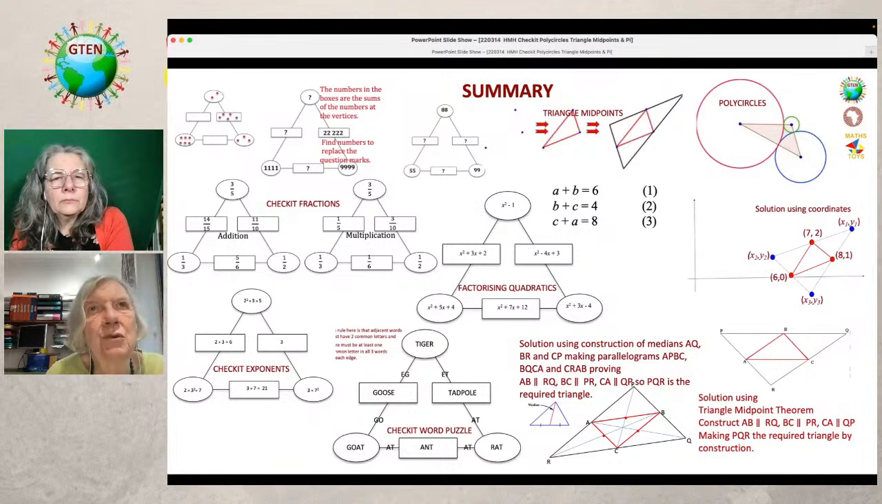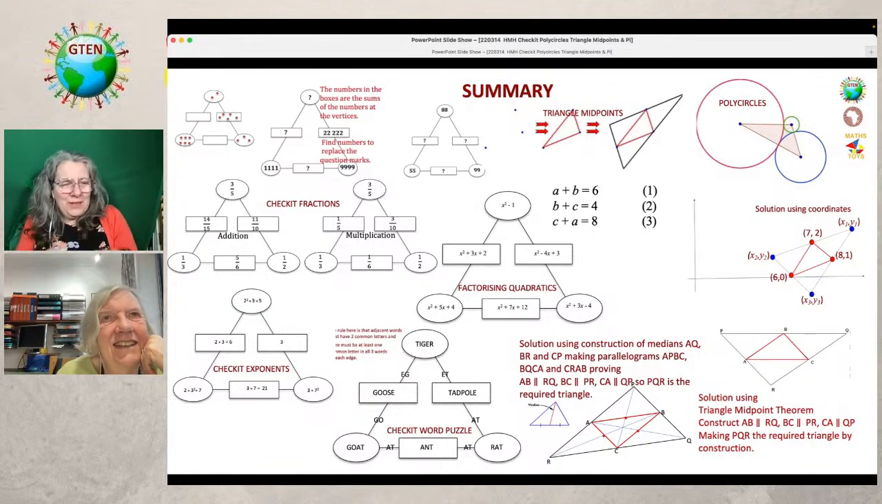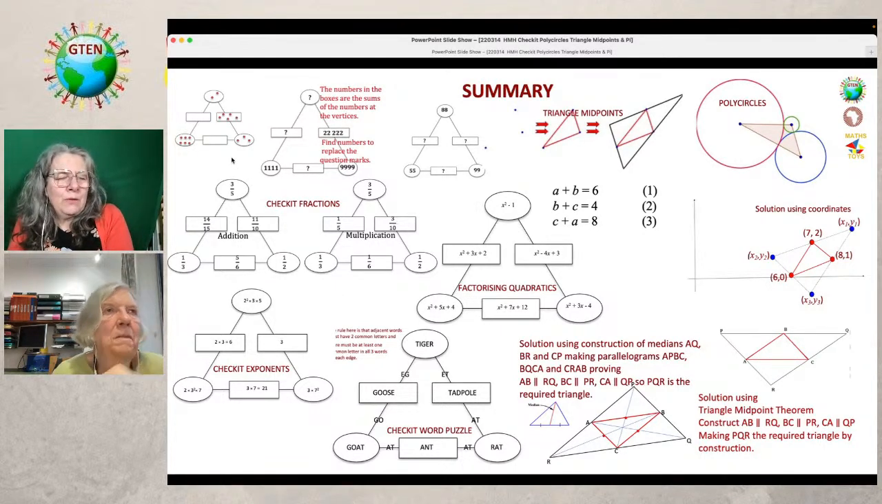And if we do polycircles with algebra, and if we do triangle midpoints with algebra, we see the algebra is absolutely identical. And there's the isomorphism. Isn't that nice? Yeah, that was lovely. That was very mathsy, but beautiful. It really shows the link between games and maths, and I love the idea of constructing shapes with just a ruler.